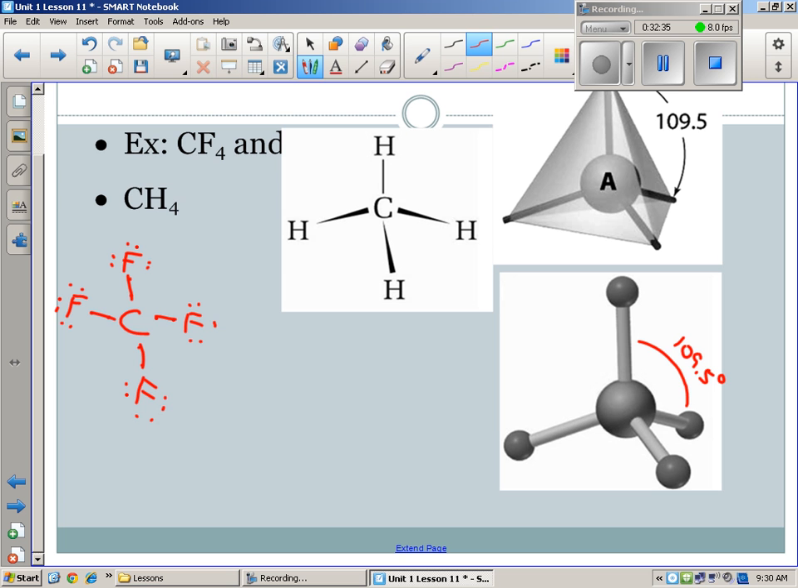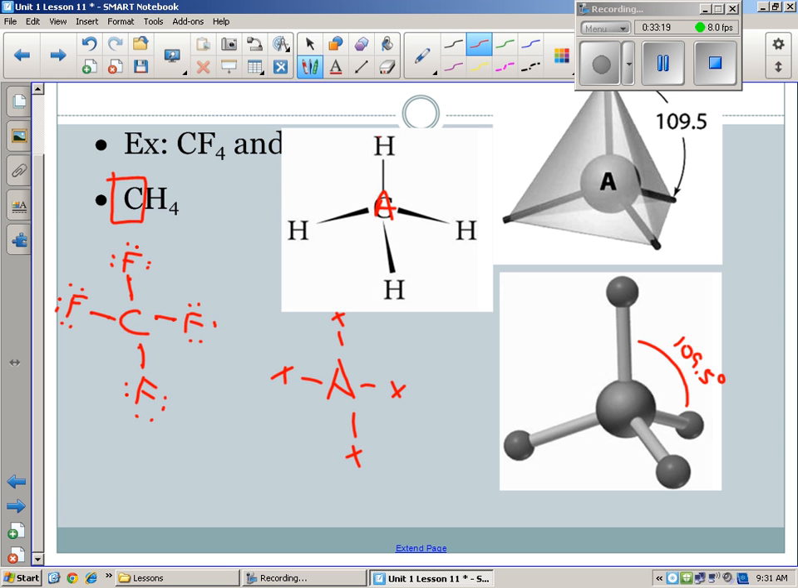This, of course, is A, X, X, X. Remember, the X's don't have to be the same, so we could have CF2. I don't care what atoms are bonded to the central one. I just need to know how many times it's bonded. Remember, what tells you what shape you're going to have is really this here, the A. So AX4, CH4.